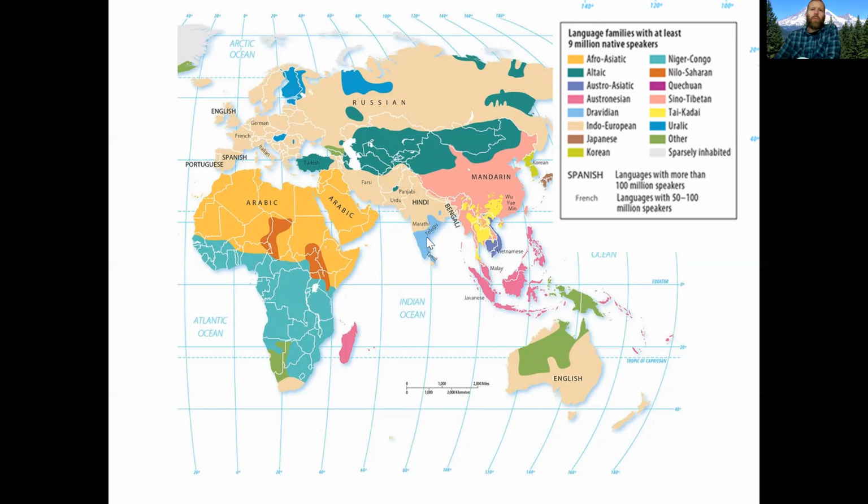The next place I want to go real quickly is India, where they speak Dravidian. So in South India, you can see here, they speak a language family called Dravidian. Probably most noteworthy in South India is Tamil, and those people live both in South India and also in Sri Lanka. So the Tamil language is part of the Dravidian family.